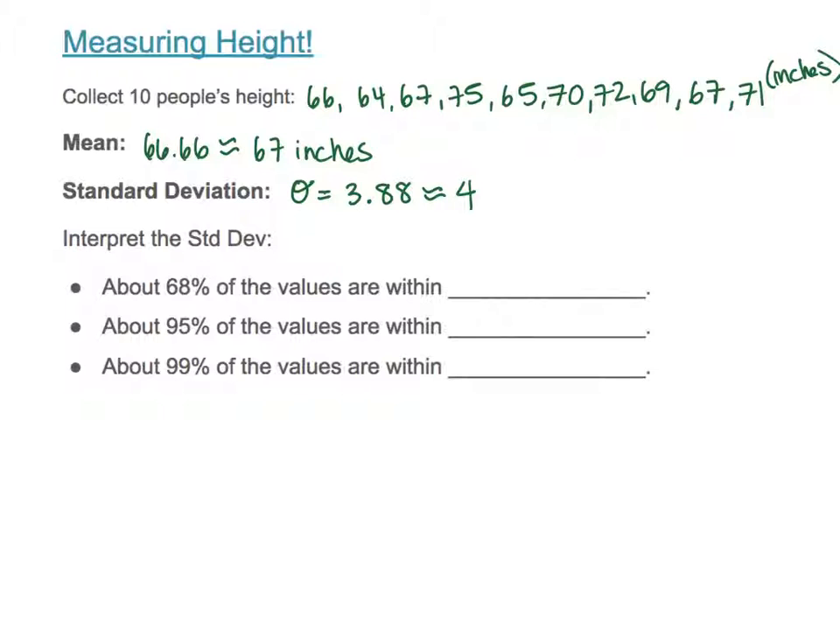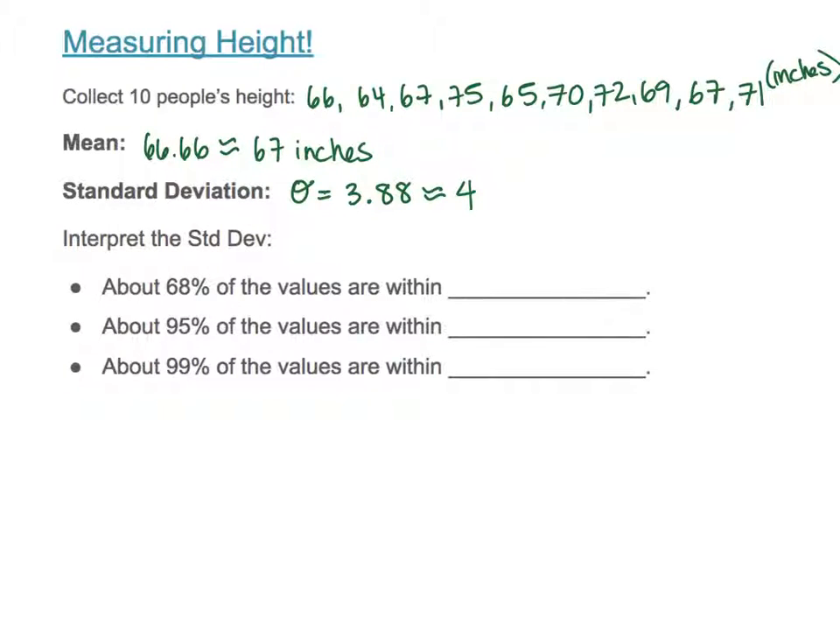Now, just so you guys remember, a standard deviation is the average distance between each point to the mean. So this tells us how spread apart the numbers are. This number is pretty low, so it's a good number.